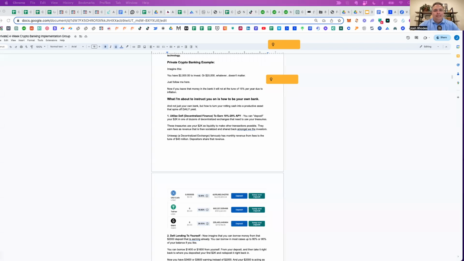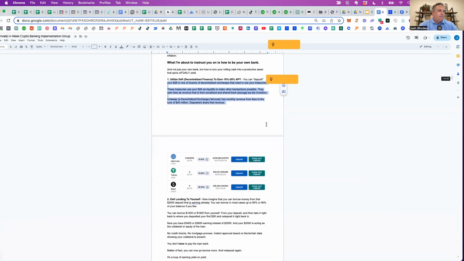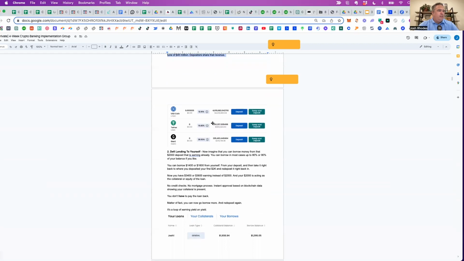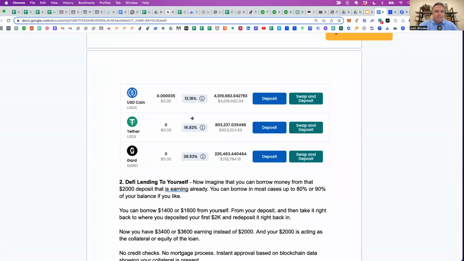So let's say you've got $2,000 or $20,000. Doesn't matter. What I'm about to show you is how to basically be your own bank. So we utilize DeFi, or decentralized financial investments, where we can deposit that money into decentralized exchanges or dApps. And that $2,000 acts as equity or liquidity in that market. And we can earn high interest rates. If you can't see it right here, I'll zoom in.